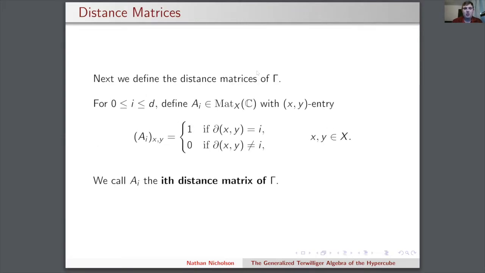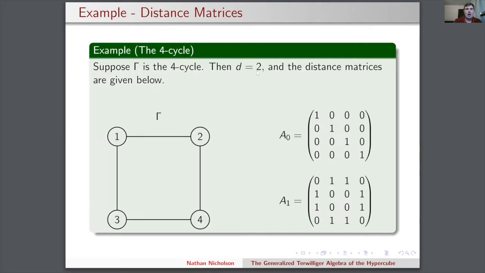Define the distance matrices. For i going from 0 to d, we define A_i to be the matrix in Mat_X(C) with xy entry equal to 1 if the distance between the vertices x and y is equal to i and 0 otherwise. We call A_i the ith distance matrix of gamma. As an example, suppose gamma is the 4 cycle.